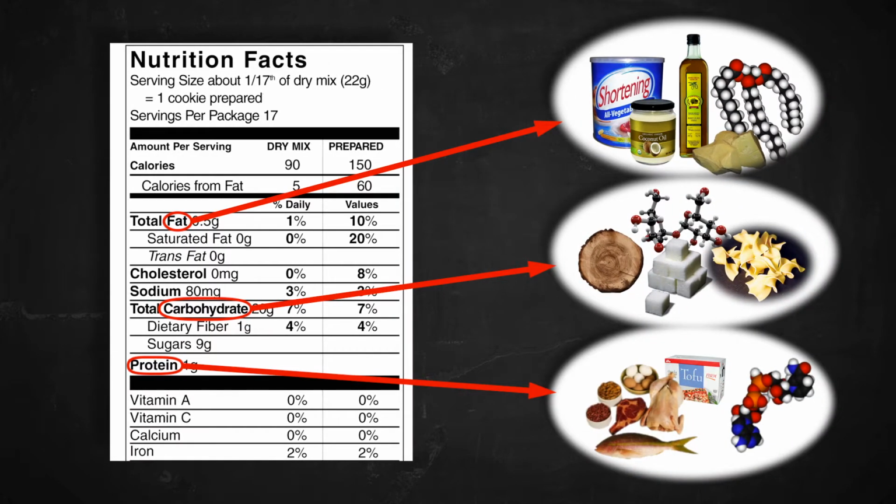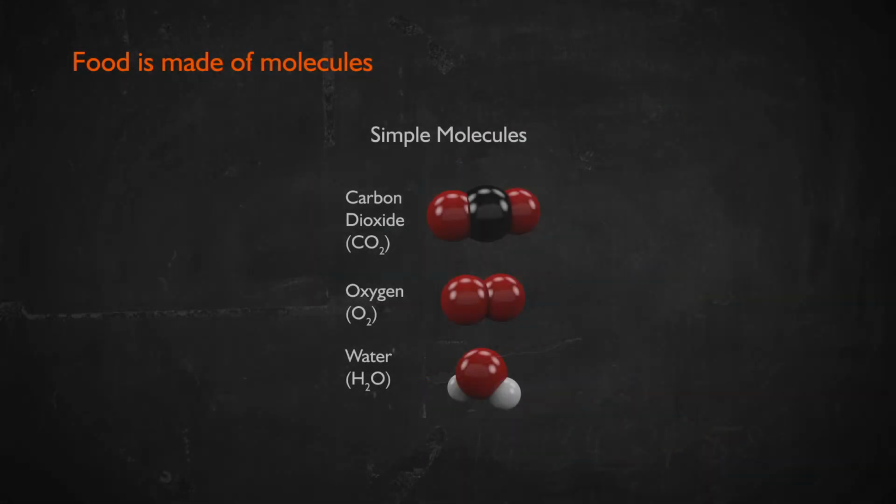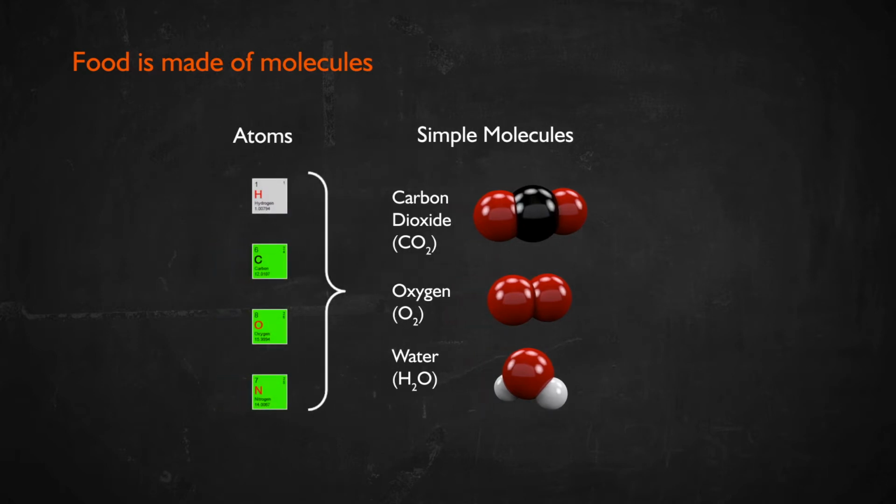We are biological entities. The food that we eat is also biological entities. It tends to come from plants or animals. And all of us and all of our food is made of molecules. Now, there are simple molecules, such as the molecules in the air around us. There's, for example, carbon dioxide, oxygen, and water. These are simple molecules. They, of course, themselves are composed of atoms. Carbon dioxide is composed of carbon and oxygen. Water is composed of hydrogen and oxygen, and so on.